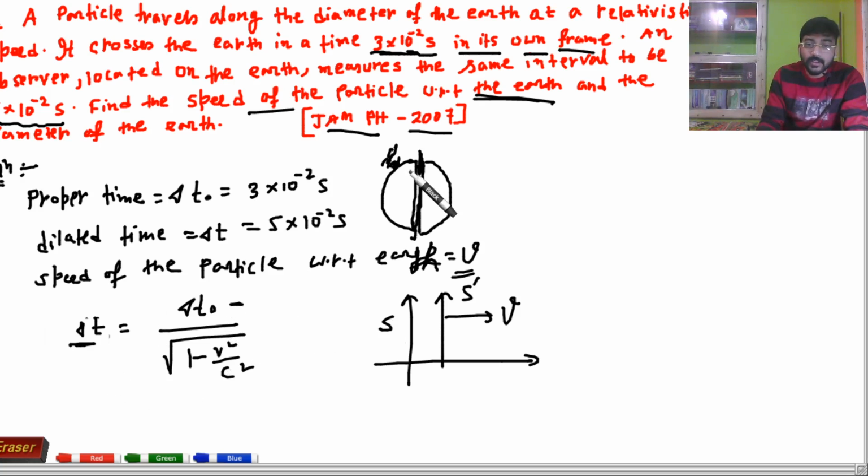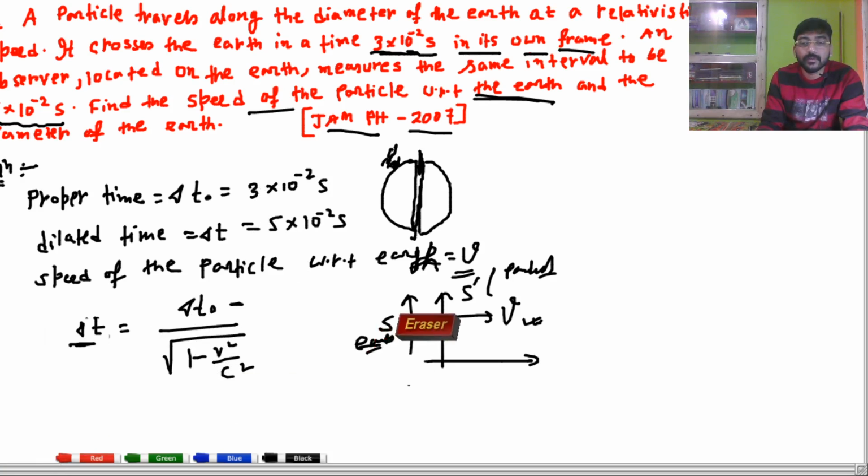Now here S frame means earth, and S dash frame means particle. The particle is moving with velocity v, with relativistic speed v, which we have to find out. So let me put the values of delta T and delta T naught here from the given information, and we will easily get v from this equation.